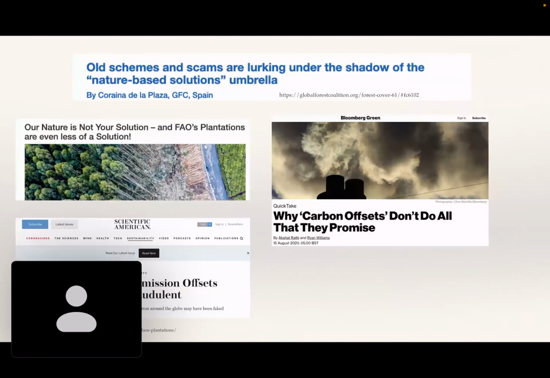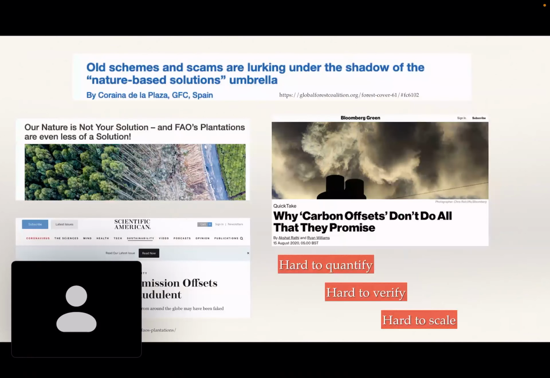I'm sorry, but the problem is that these schemes are not really easy to quantify, they're hard to verify, they're hard to scale, and so that's the problem we're solving over here. So what we're trying to do is to say, can we use our algorithms, our systems, our approaches to come up with both scale and trust in carbon credits.